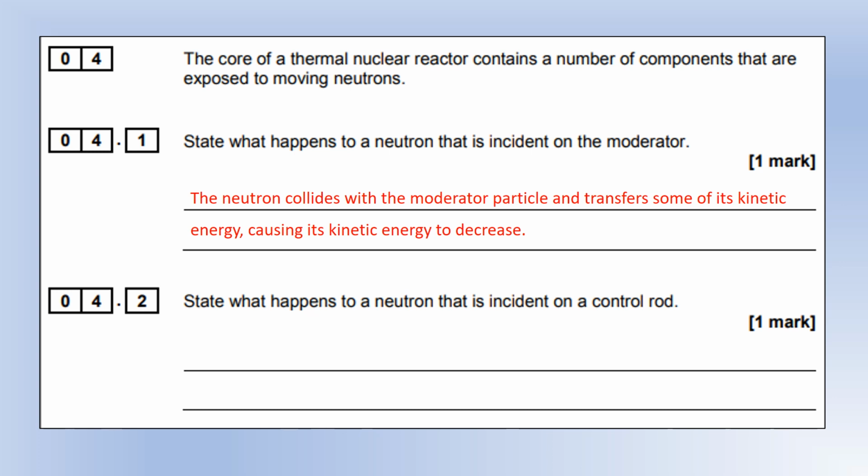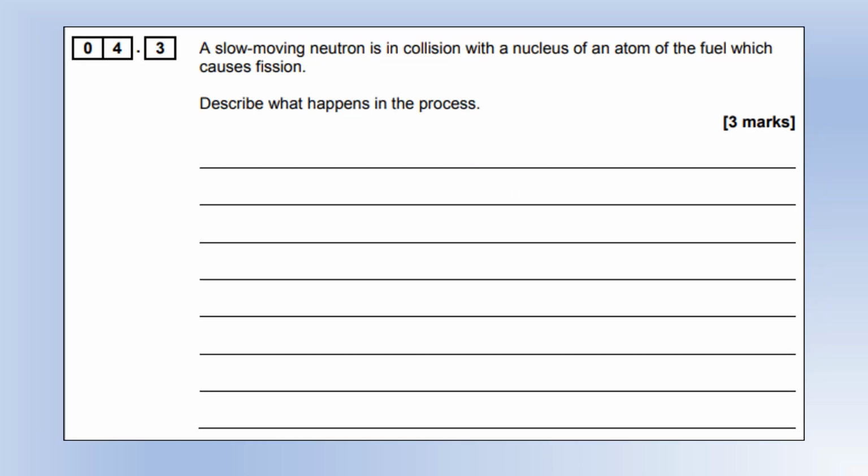State what happens when a neutron is incident on a control rod. The control rods are there to absorb neutrons to make sure we stay at critical mass in our reactor. So a slow-moving neutron is in a collision with a nucleus of an atom of the fuel, which causes fission. Describe what happens in the process.